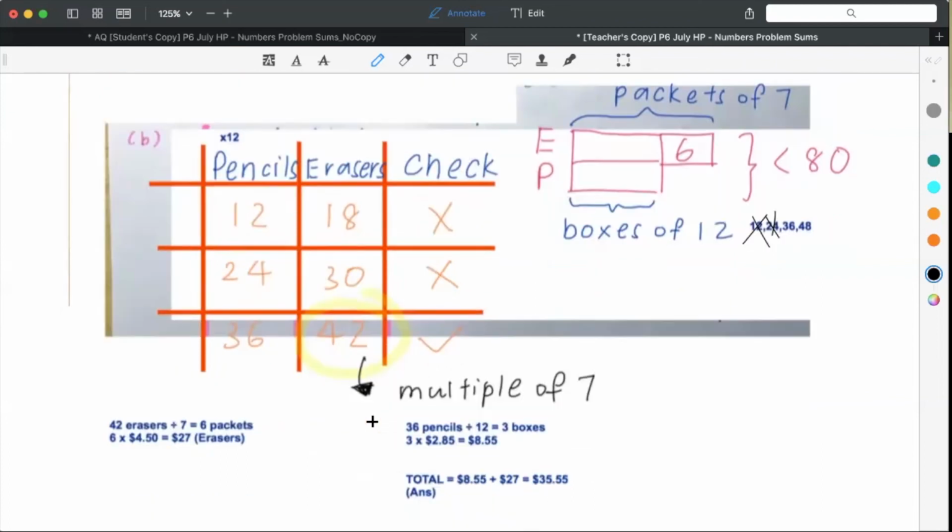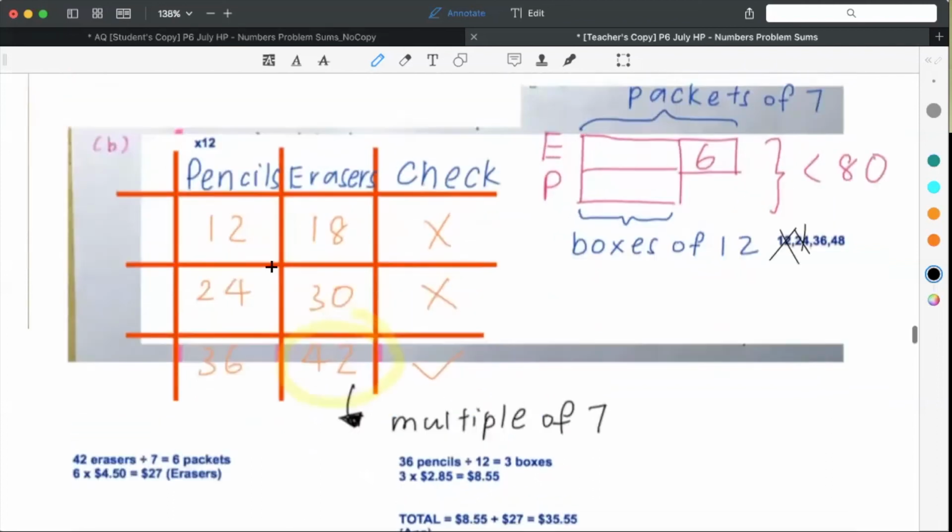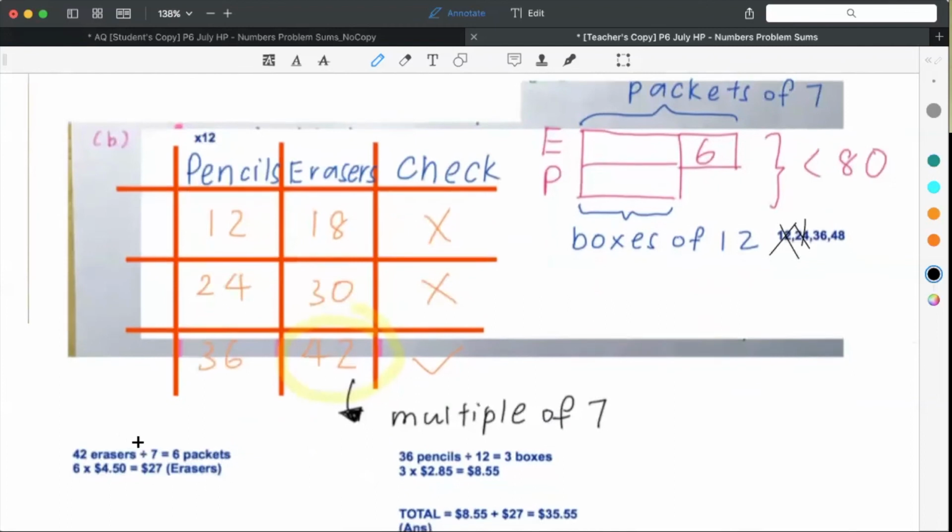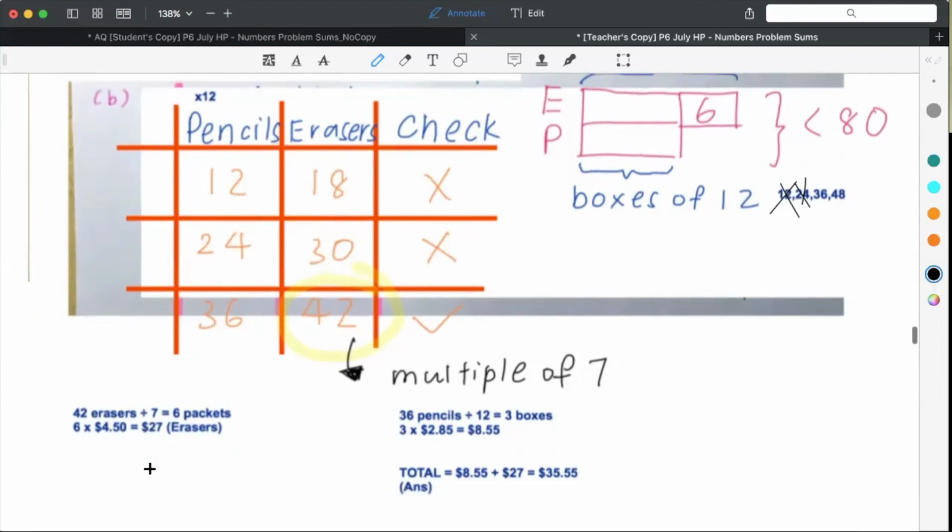So you want to find out how much Georgia spent on the erasers and pencils altogether. How many erasers do we have? 42 erasers. 42 erasers divided by 7 erasers in one packet is 6 packets. 6 packets of 450, that will be 27 erasers. 36 pencils, 36 divided by 12, that will be 3 boxes. 3 boxes of 285, that will be $8.55. You add them up and you get 35.55. Okay, that will be the answer.